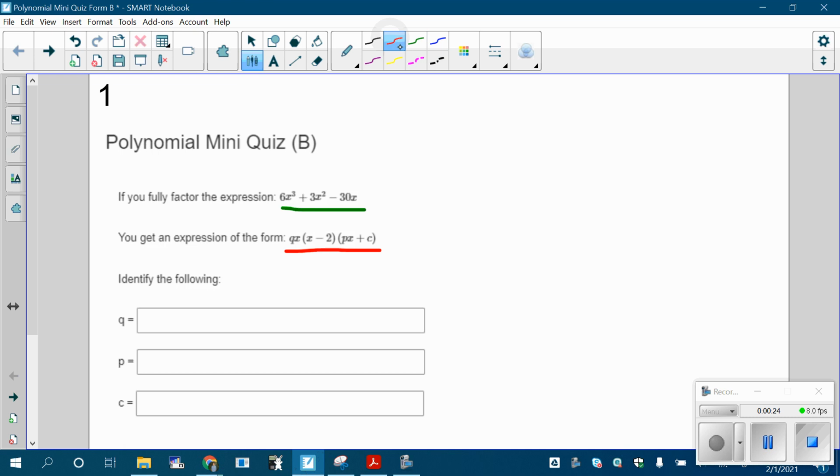So the first thing you need to do here is take out a GCF. That's always what you do first with factoring. What do all those have in common? They all have a 3x. Take a 3x out of all of them. What are you left with? 2x squared plus x minus 10.